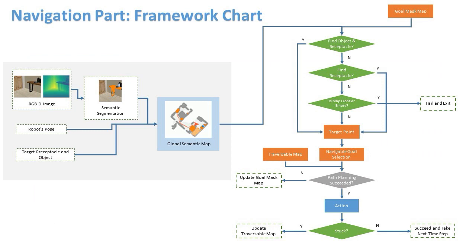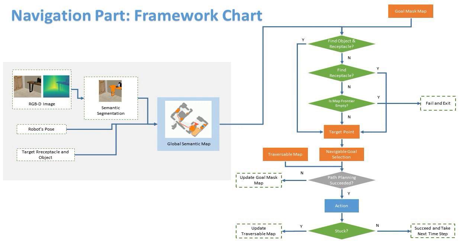This is the navigation part of OVMM test. Our algorithm mainly consists of 4 steps. Firstly, the global semantic map is established. RGBD image is used to produce the semantic segmentation by visual perception model. Then we update the global semantic map using the semantic segmentation, robot's pose and the target object.